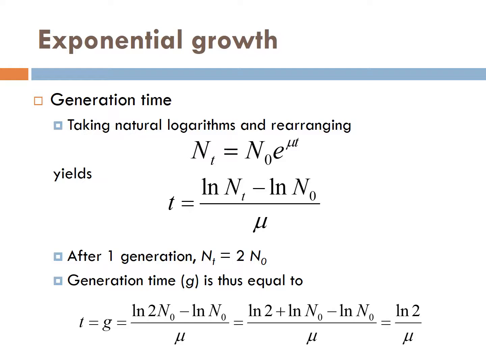To see what it means in the context of this equation, we take natural logarithms and rearrange to yield t equals the natural logarithm of n sub t minus the natural logarithm of n sub 0, divided by mu. After one generation, by definition, n sub t equals 2 times n sub 0. The generation time g is then equal to the natural logarithm of 2 divided by mu, and you can see the substitution that we used to arrive at that answer.